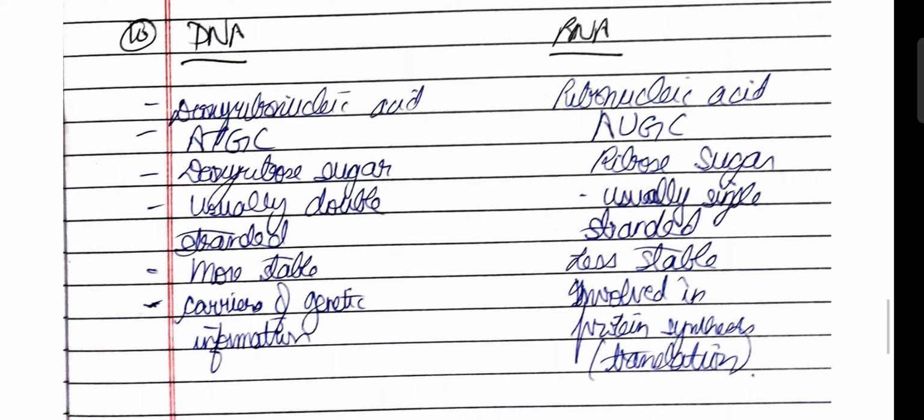In animal cells, the main function of DNA is that it is the carrier of genetic information, whereas the purpose of RNA is usually that it is involved in protein synthesis, which is also known as translation. There are some other differences. For example, the three main types of RNA are tRNA, that is transfer RNA, mRNA, that is messenger RNA, and rRNA, that is ribosomal RNA. Whereas DNA has different kinds of conformations, for example, A-DNA, B-DNA, Z-DNA, etc.